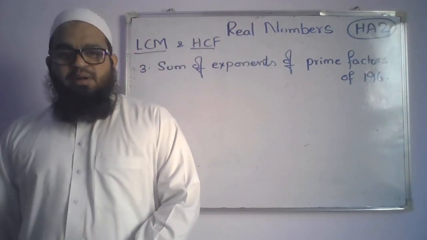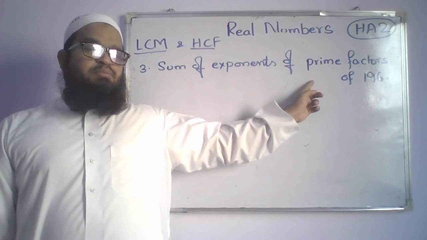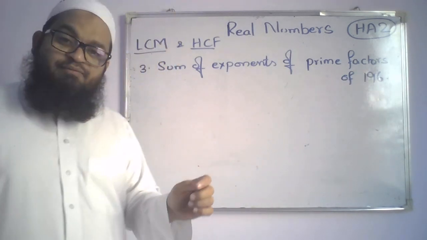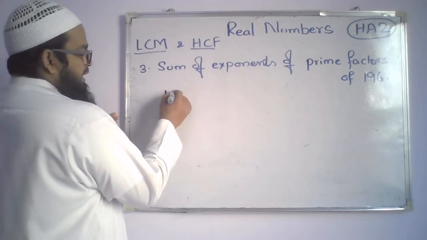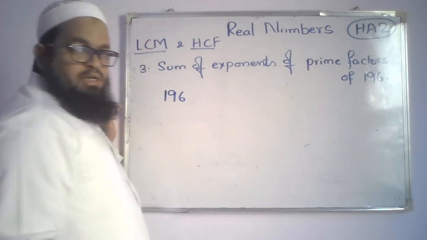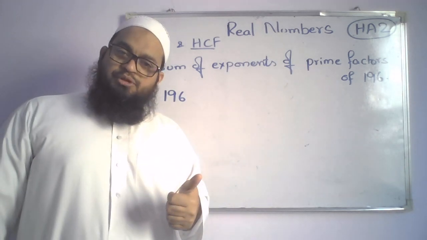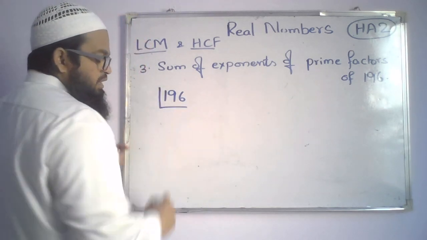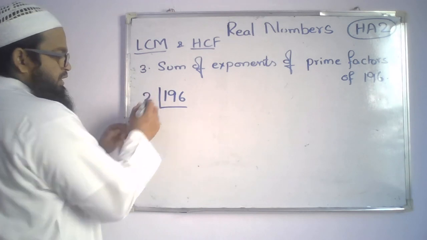The third problem is: find the sum of exponents of prime factors of 196 in its prime factorization. Let us first find out what is being asked: the sum of exponents of prime factors. In order to find prime factors, what should we do? We should do the prime factorization. So let us do the prime factorization of 196. What is the first prime? 2. Since it ends with 6, it divides.